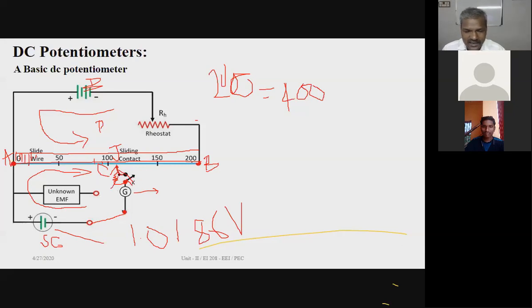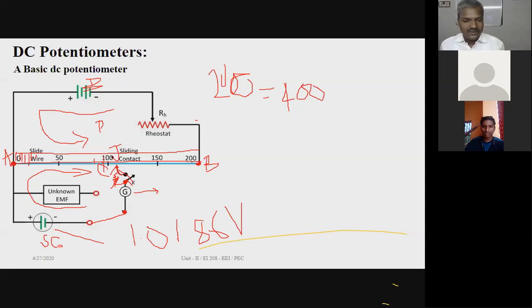When you close the key, the current always prefers the very low resistance path. So the current never goes through this path, and mainly goes through this one. Now the position of the balancing condition will definitely vary. So now close the key, move the jockey, and fix the position.